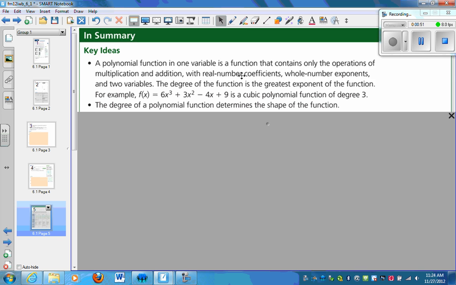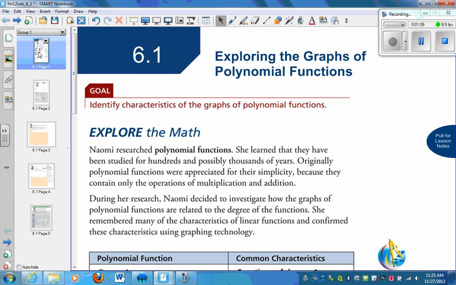The degree of the function is the greatest exponent of the function. So we have the polynomial function f of x equals 6x cubed plus 3x squared minus 4x plus 9. Here's our greatest exponent, so the degree is 3. The degree determines the shape. And that's what we're going to go through today. We're going to look through the shape.